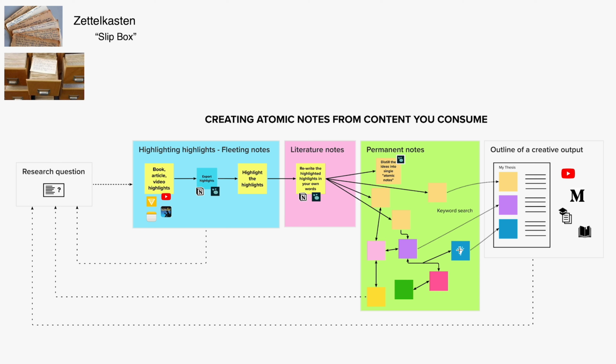Basically, at any stage, you can be inspired to create new research questions. So let's say you have a note or an idea or permanent note that requires more research or gets you interested. Then to go down the rabbit hole, you would start the process again. So you have a research question, which then inspires you to read articles, books, watch YouTube videos, and start the process again.